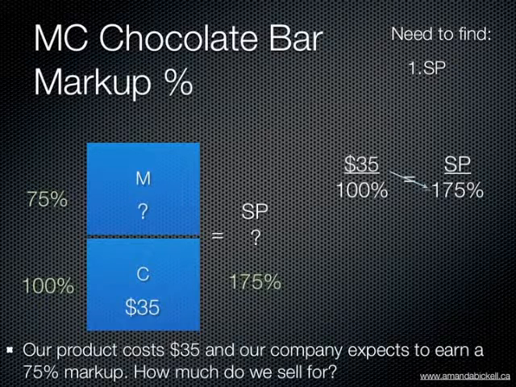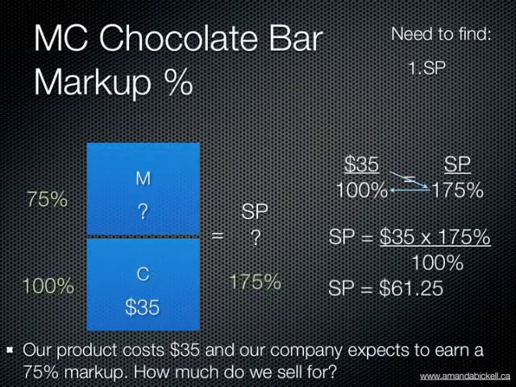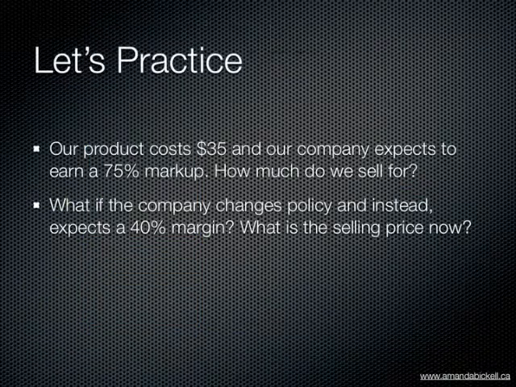We can then cross multiply and divide, and we end up with this. The selling price is equal to the $35 times 175% divided by 100. So we end up with a selling price of $61.25. It's a lot simpler, from my perspective anyways.